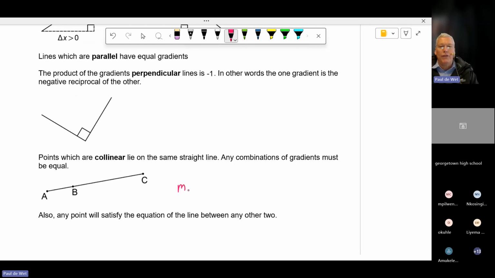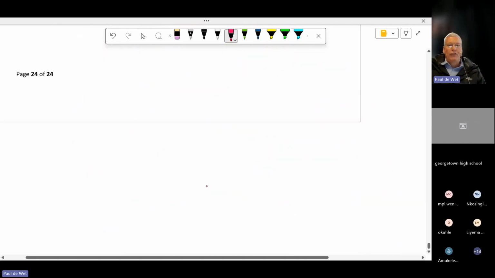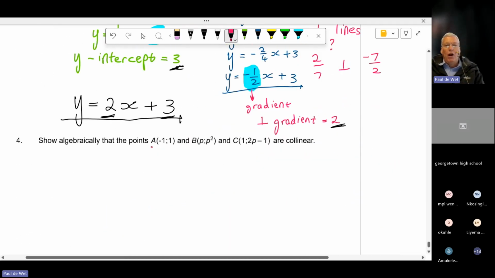That means that the gradient from A to B must be the same as the gradient from B to C. Just look at my arms here. If this line and this line have different gradients, then the points will not be on a straight line. The gradients need to be the same. Okay, so as our last question, we're going to try and show that these points are all on the same straight line.